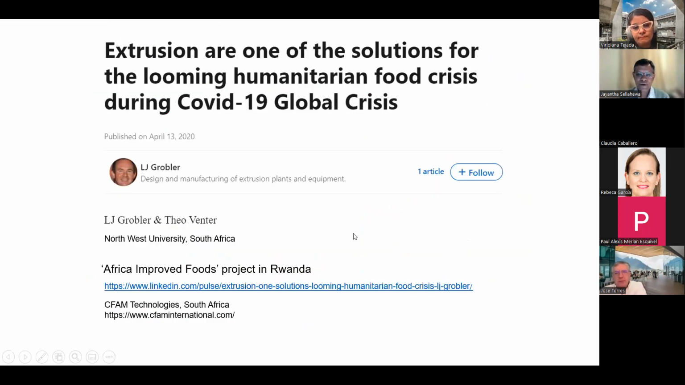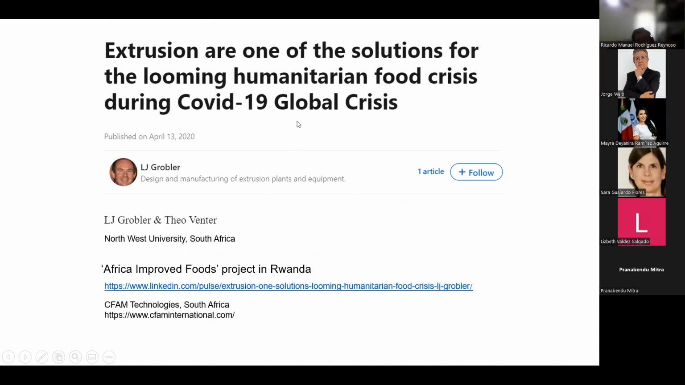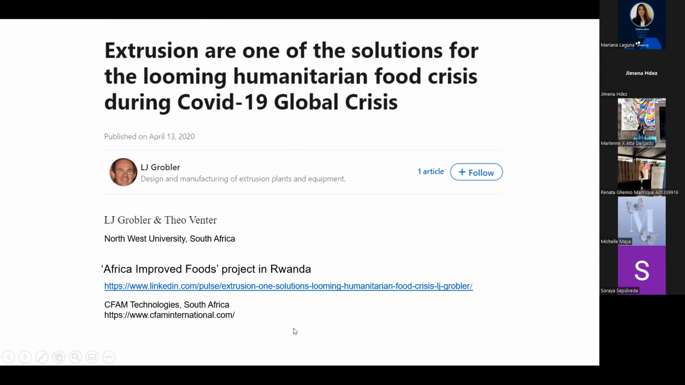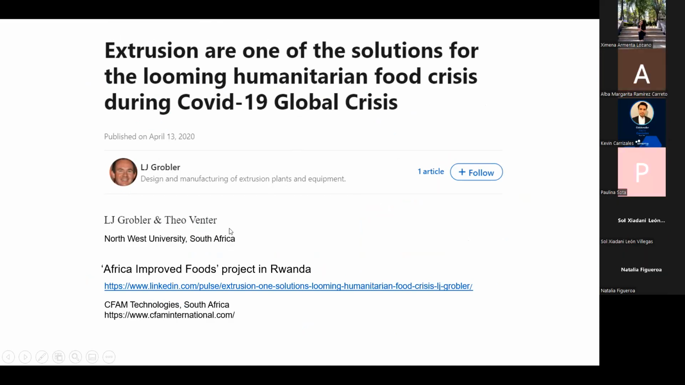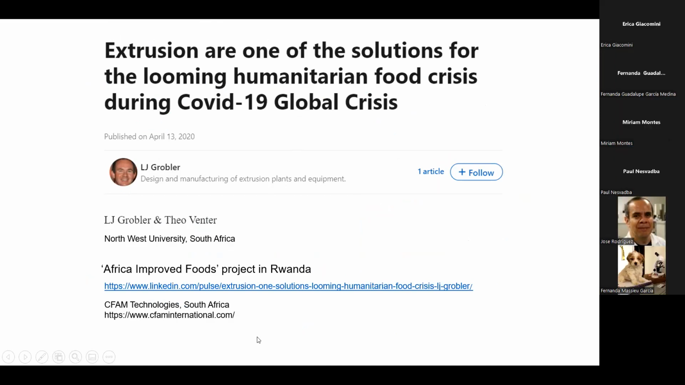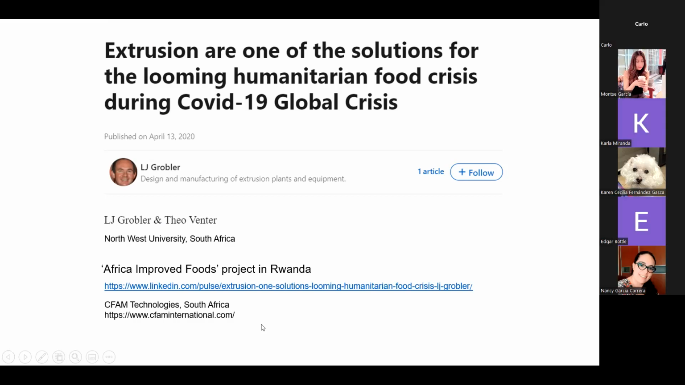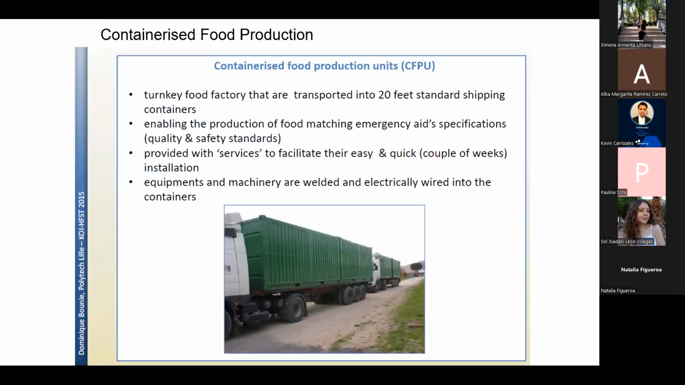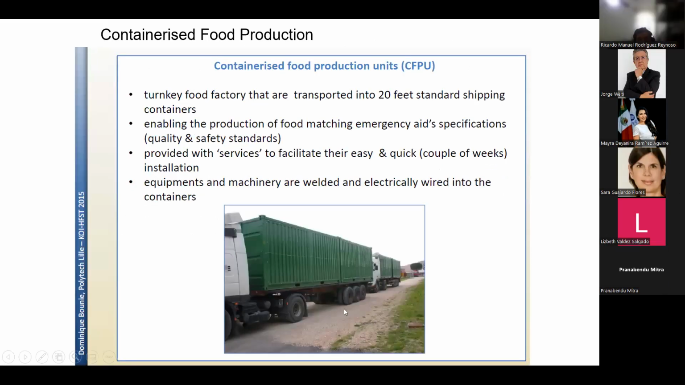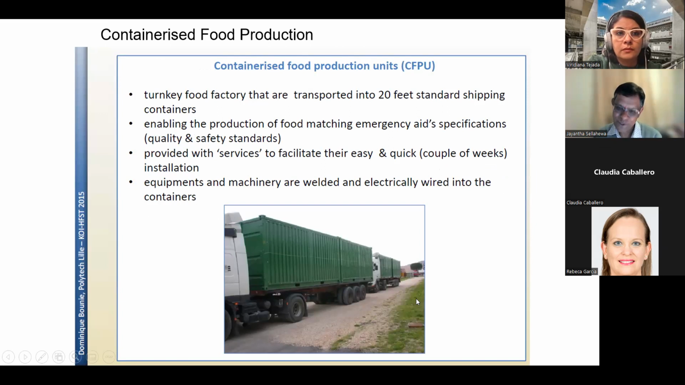So another example, that is why extrusion cooking is often used in humanitarian situations, and is another example of some work done in South Africa. This was published soon after the food insecurity problems in Rwanda, soon after COVID hit 2 years ago. Now I want to share with you another method of food processing.